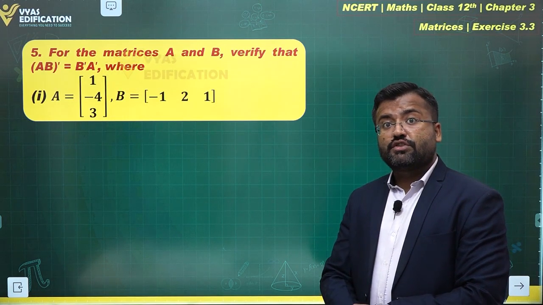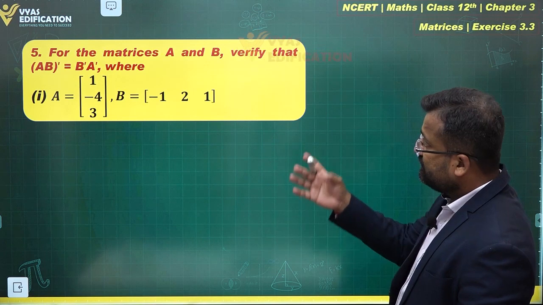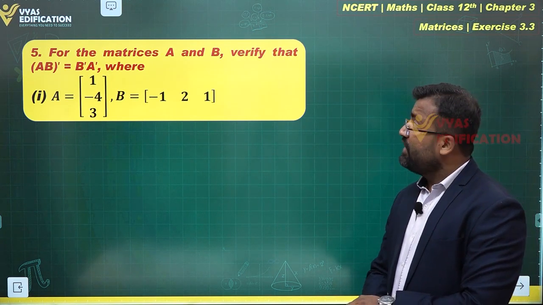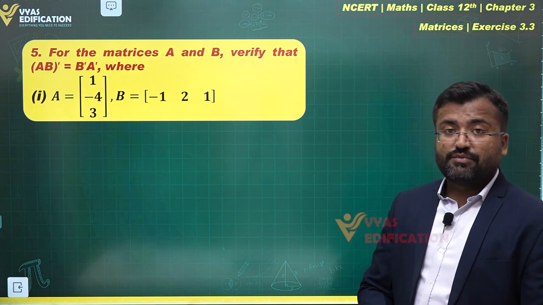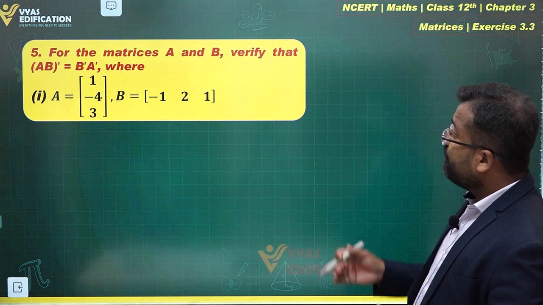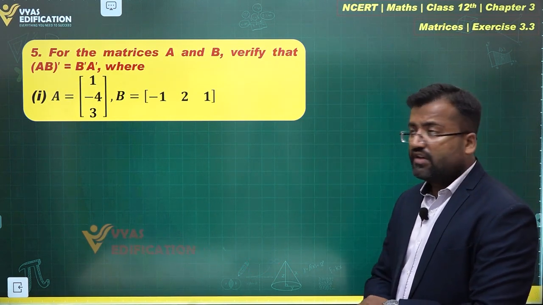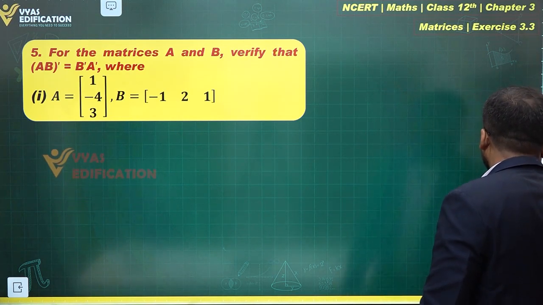Let us talk about this question. For the matrices A and B, verify that (AB) whole transpose is equal to B transpose times A transpose. This is a property of transpose, and we are supposed to verify this property for these two given matrices. This is the first part. Let's try to solve this and prove this.